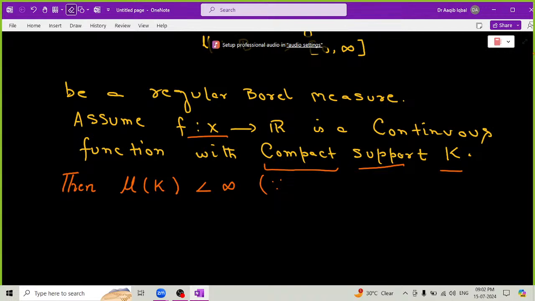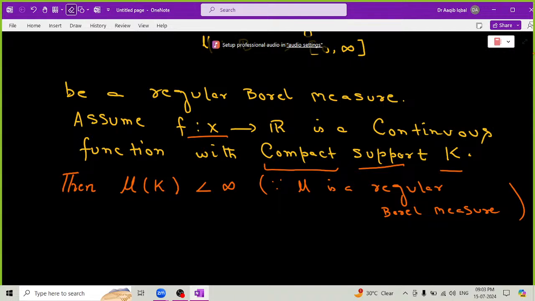The reason is that the measure is a regular Borel measure. Look at the definition, when do we say a measure is a Borel measure. So the reason is this: because mu is a regular Borel measure, this is the reason that mu of k is a finite quantity.